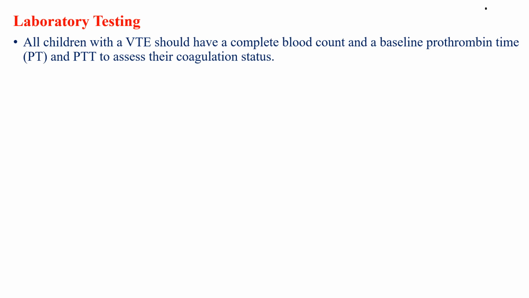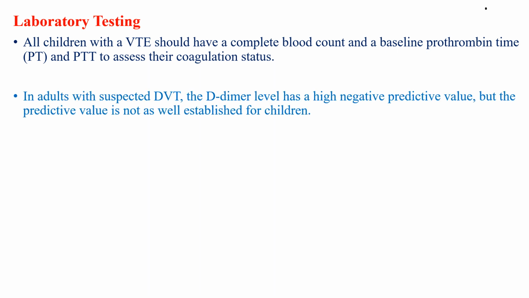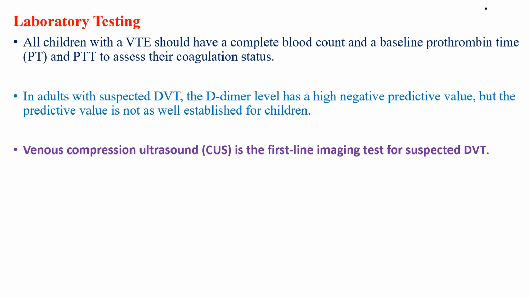Regarding laboratory tests, all children with venous thromboembolism should have a complete blood count and the baseline prothrombin time and the partial thromboplastin time to assess their coagulation status. In adults with suspected DVT, the D-dimer level has high negative predictive value. If D-dimer is negative, it rules out deep venous thrombosis, but the predictive value is not as well established for children. Venous compression ultrasound is the first line imaging test for suspected DVT.